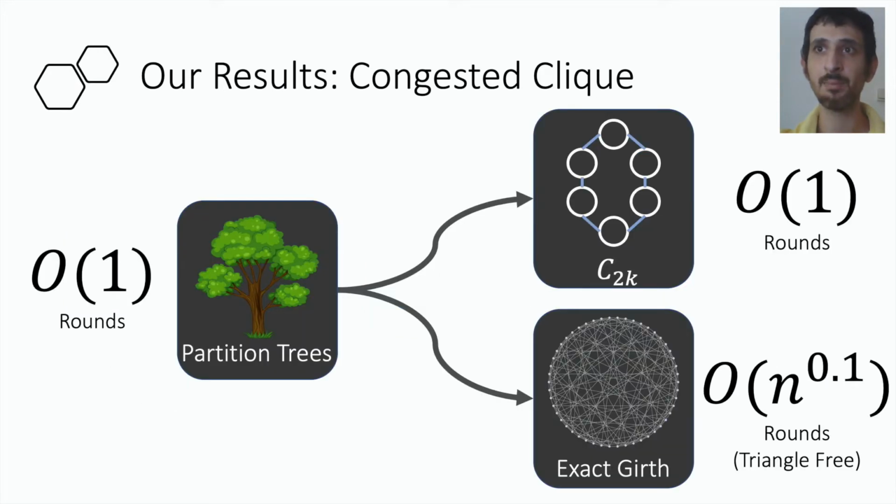Next, we present a powerful deterministic vertex partitioning tool for the Congested Clique called partition trees. This allows us to solve 2k cycle freeness in O(1) rounds, as well as greatly expedite exact girth computation when we have some lower bound on the girth, for example when the graph is triangle free.